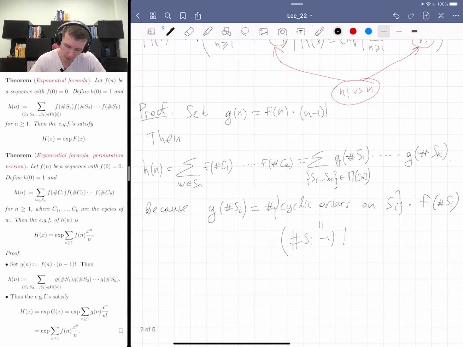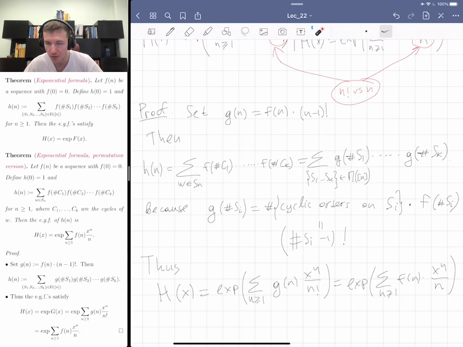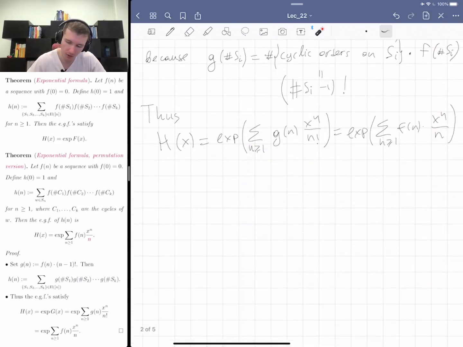So thus the exponential generating function of h is given by the exponential of the sum over n greater than or equal to 1 of g of n x to the n over n factorial. And then if I plug this formula back into this formula here, I get the exponential of the sum over n greater than or equal to 1 of f of n times x to the n over n, because n minus 1 factorial here cancels out with the n minus 1 factorial here. That's the end of the proof.